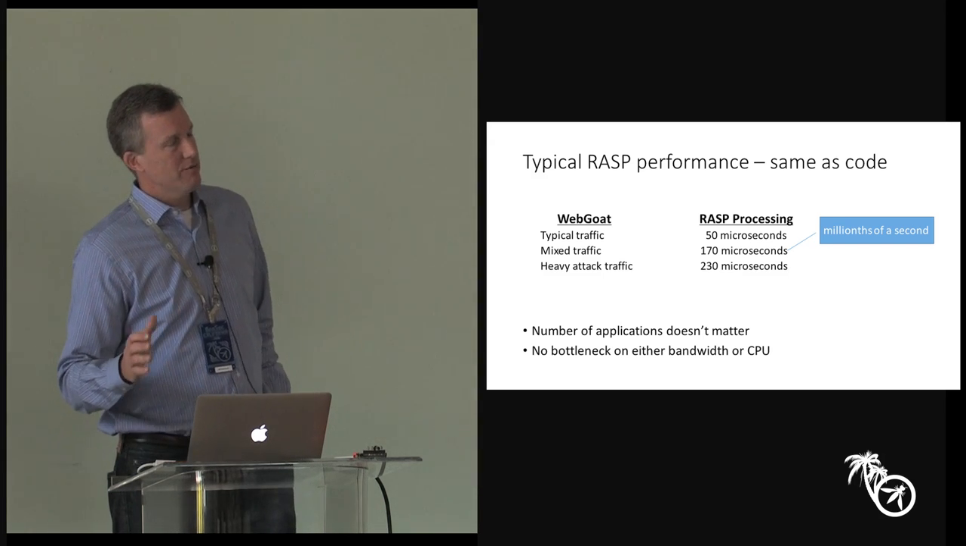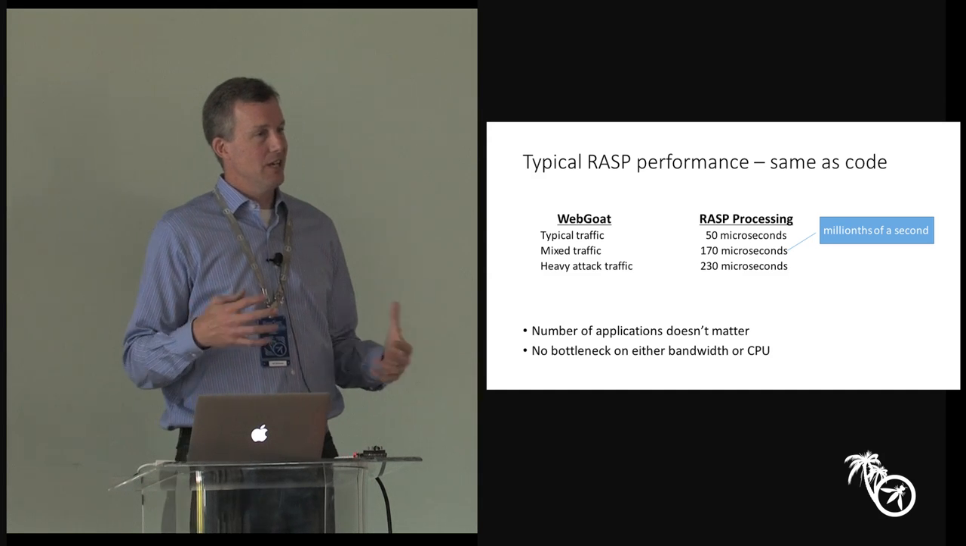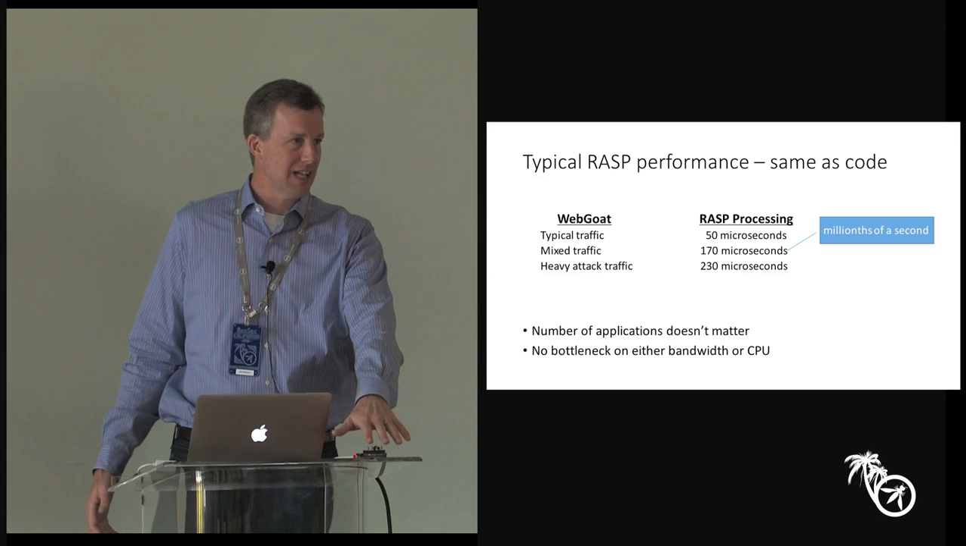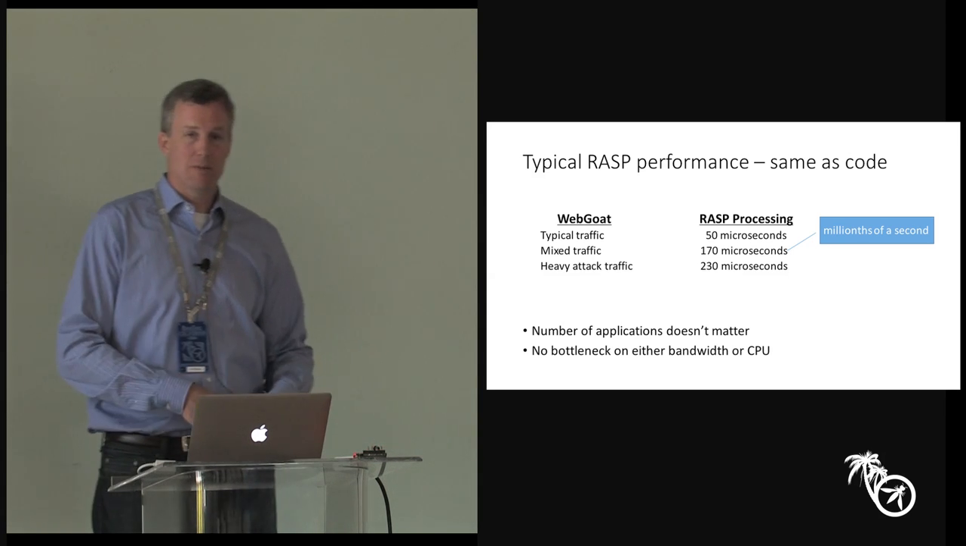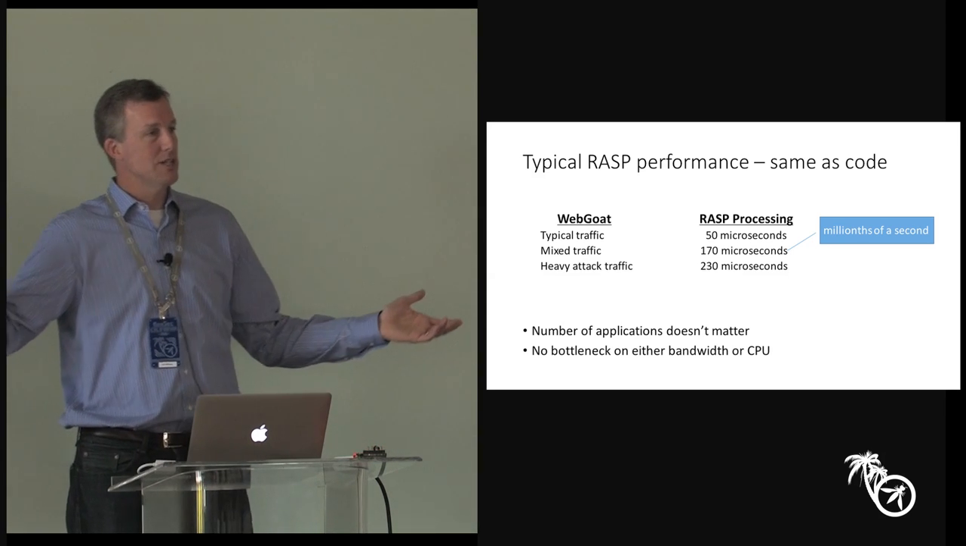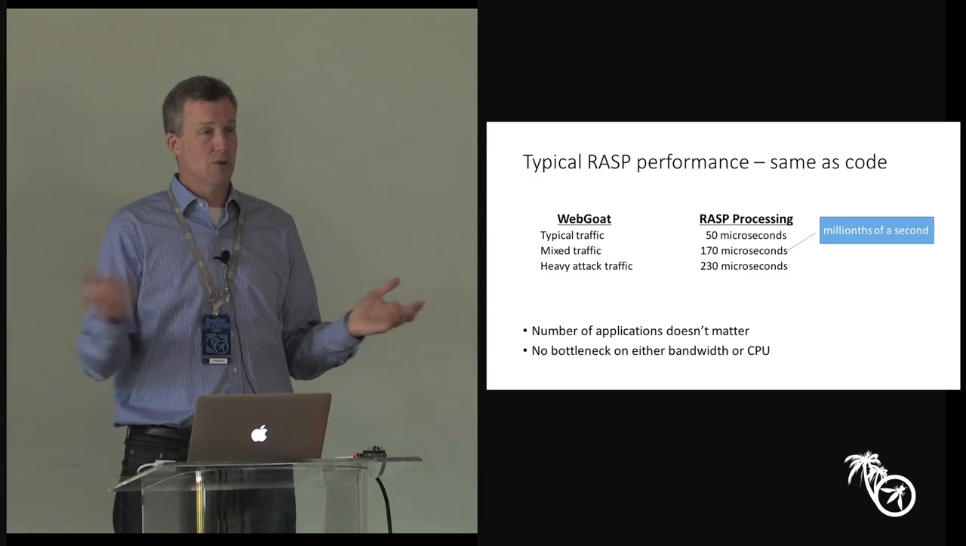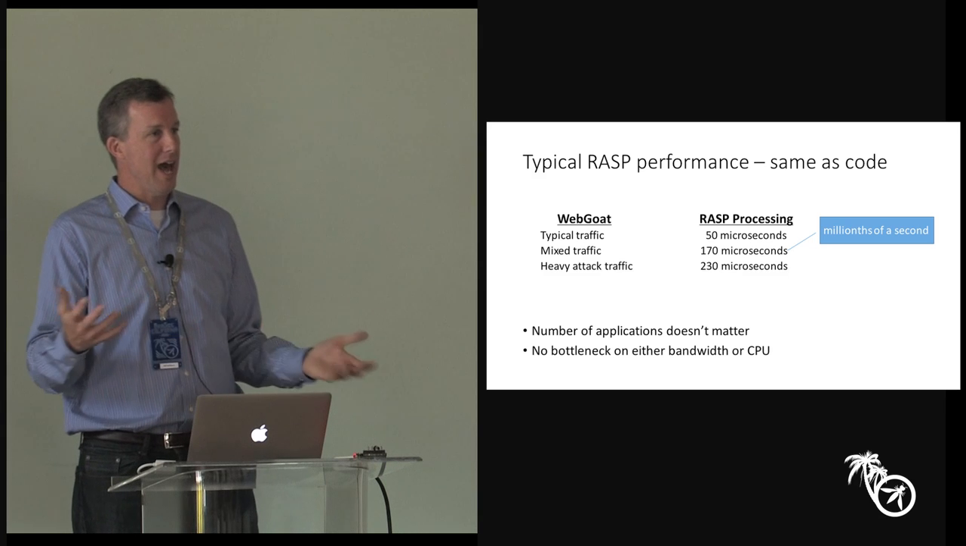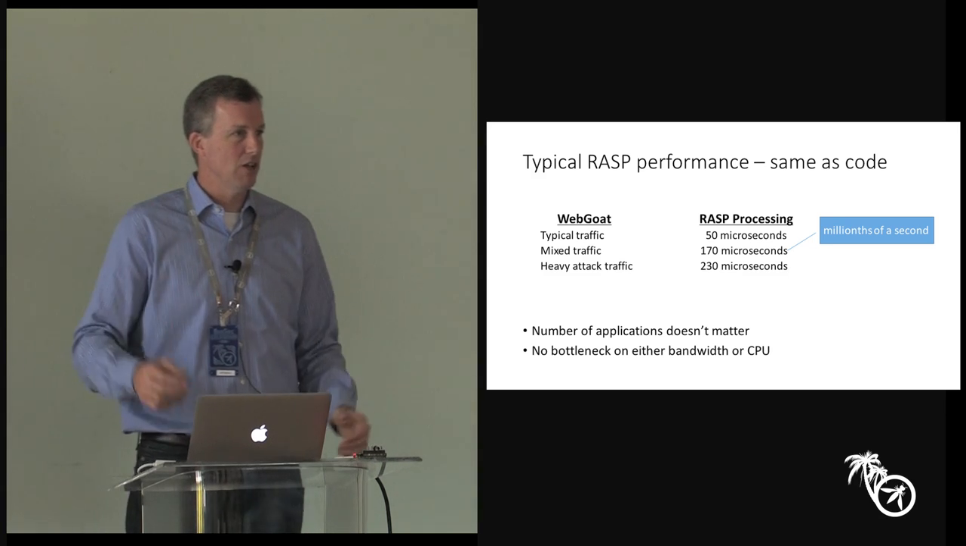Just another thing on scaling and performance is that RASP works on applications of any size. I demoed it on a tiny little application here, but we've used RASP on applications that are 20 million lines of code. Because it's woven into the application as part of the infrastructure, it doesn't add a lot in terms of performance on even a very large application.